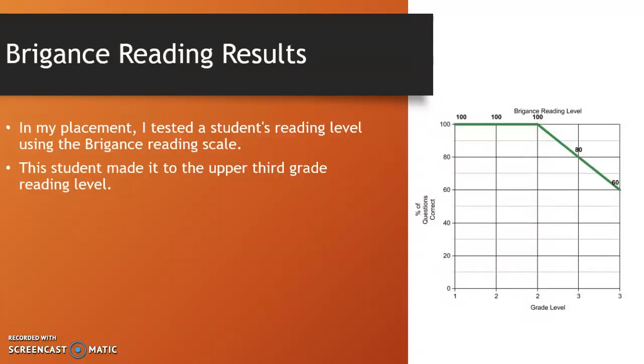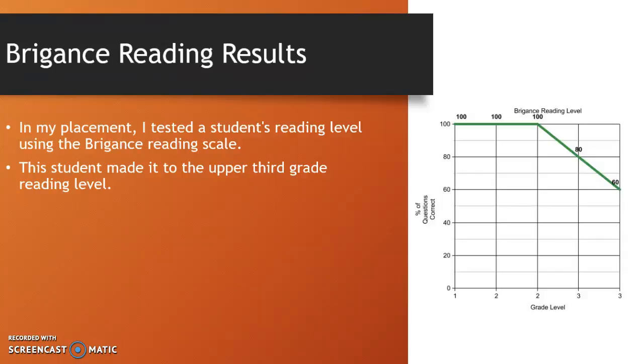In my placement class, I tested a student's reading level using the Burgant's reading scale. This student made it to the upper 3rd grade reading level. As you can see on the graph to the right, at the bottom is the grade level, and on the left side is the percent of questions correct.